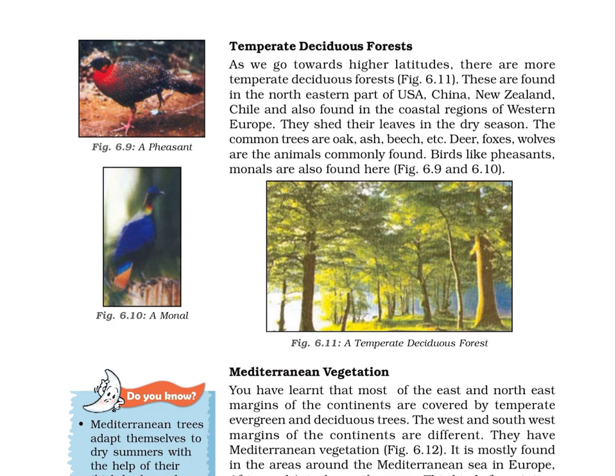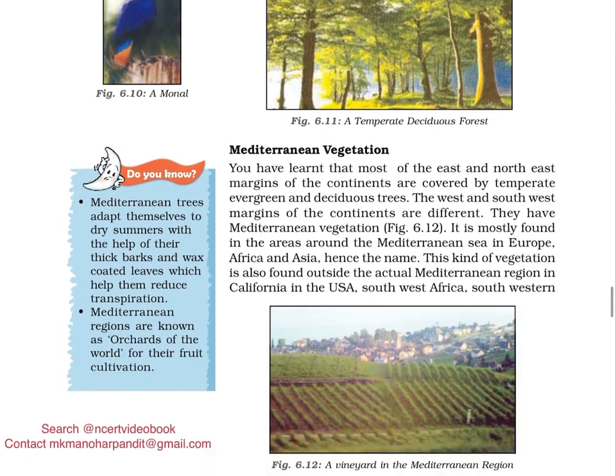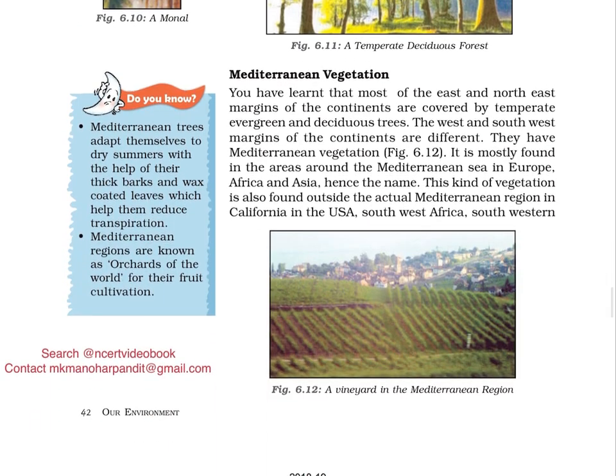Do you know, Mediterranean trees adapt themselves to dry summers with the help of their thick barks and wax-coated leaves, which help them reduce transpiration. Mediterranean regions are known as orchards of the world for their fruit cultivation.